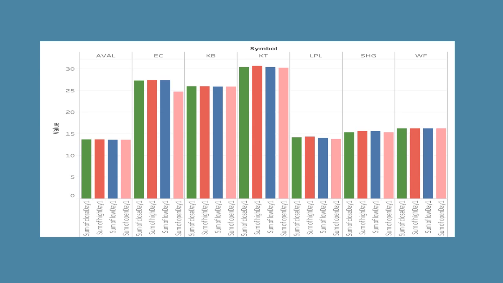Let's try to further understand the behavior of these organizations. Let's take a look at this plot. Here we can observe the pattern of open price, close price, high price and low price on day 1 for the organizations with highest revenues. We can see that all their prices are more or less the same except for EC, which kept its open day 1 price pretty low.